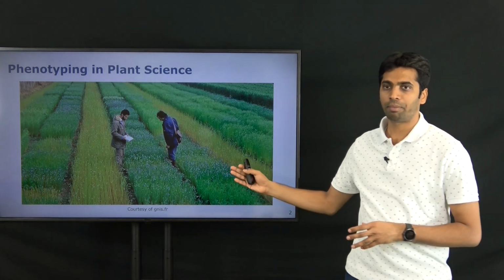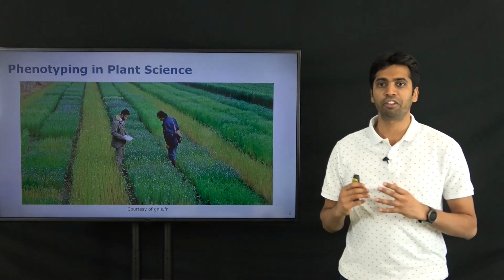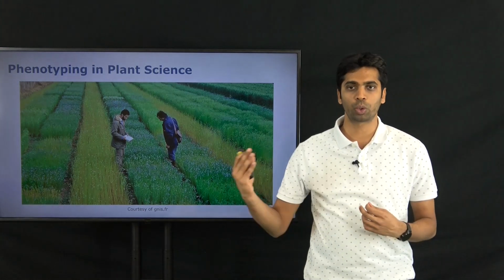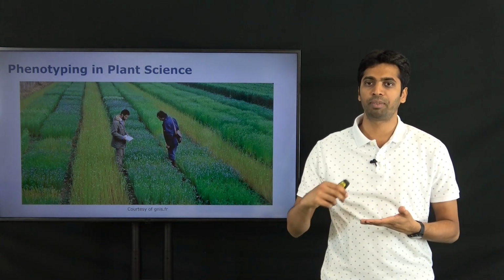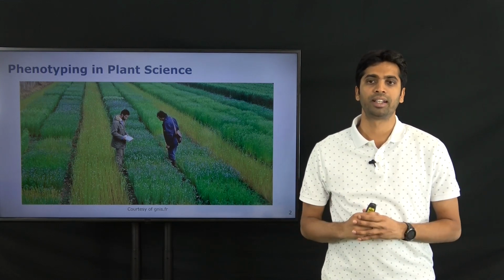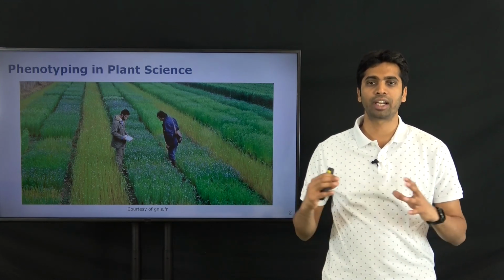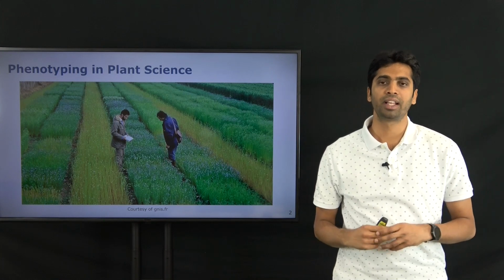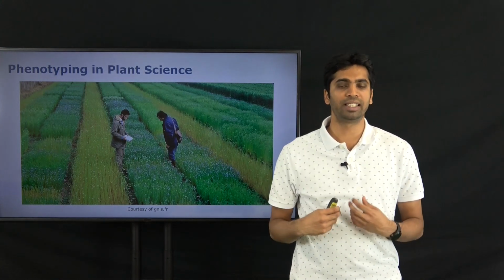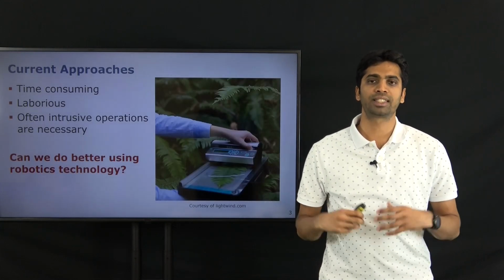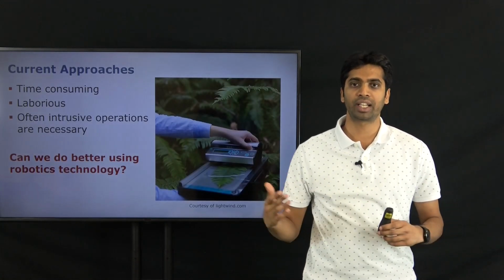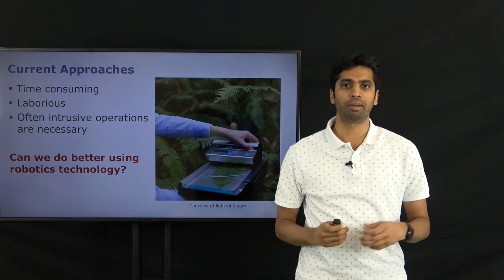Here we see an example of crop breeding where different varieties of a crop are sown in different plots, as you see here. And then over time, different phenotypic traits are measured and recorded. These help the scientists to figure out which varieties are doing better and help them in taking further decisions in the crop breeding process. Currently, the approaches that are involved in measuring these traits are often time-consuming and laborious.